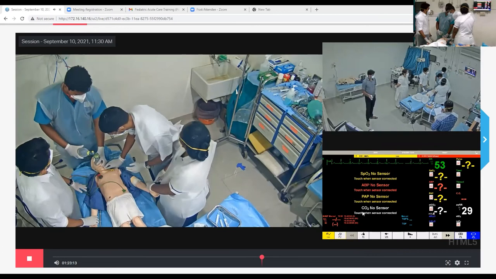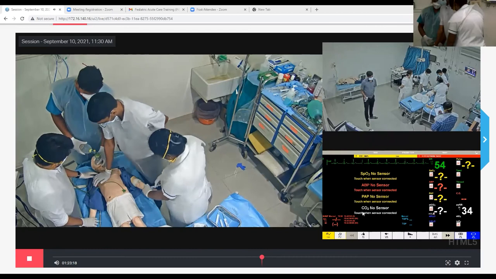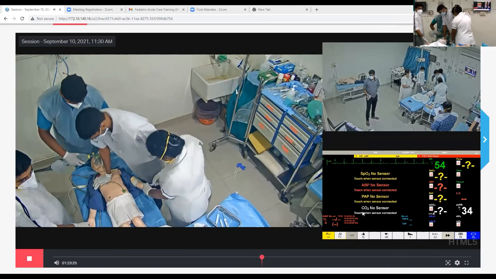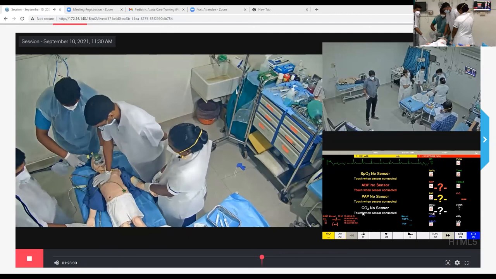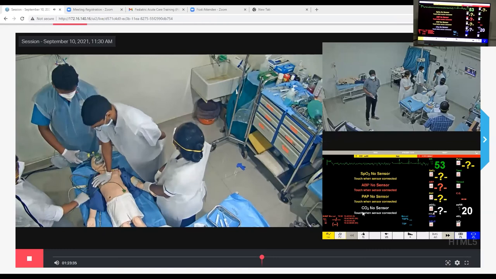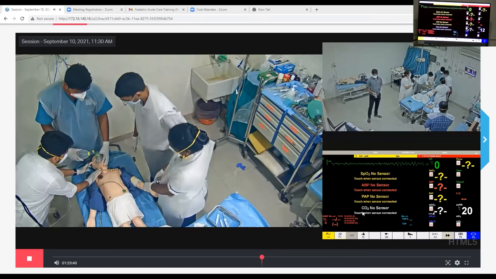One more adrenaline, please. 2 ml of 1 in 10,000. We'll continue CPR. 1, 2, 3, 4, 5, 6, 7, 8, 9, 10, 11, 12, 13, 14, 15. We'll continue. The rhythm is changing. It is a wide pulse pressure with pulse there. Can we please check the pulse again? No, there's no pulse. It must be a ventricular fibrillation without pulse.